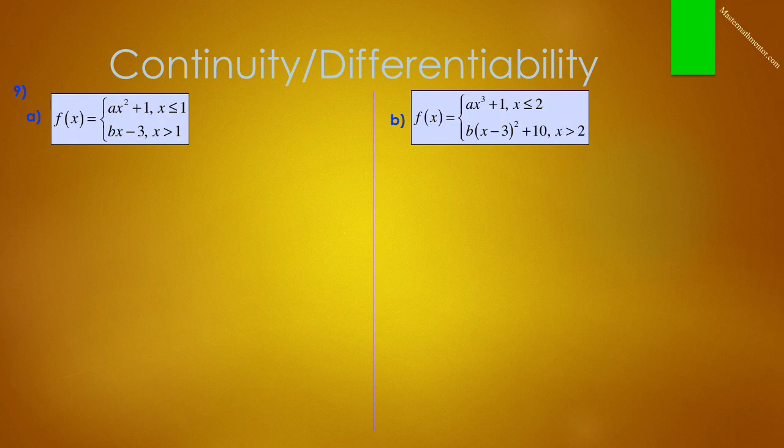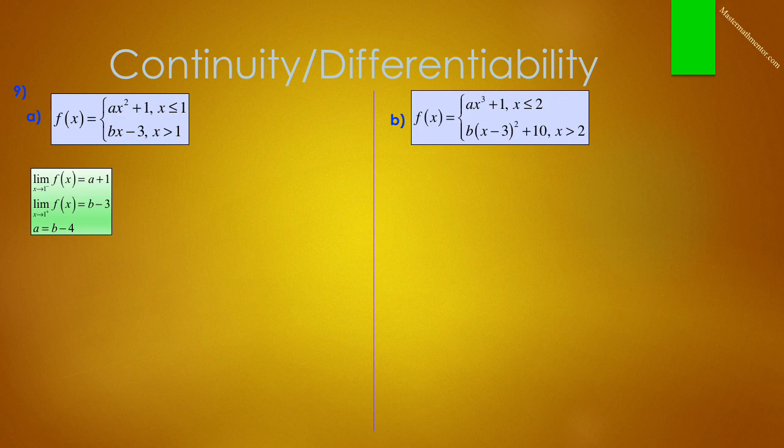In 9, you are given piecewise functions in terms of the constants a and b. Your job is to find the values of a and b that make both functions differentiable. 9a reads f of x equals ax squared plus 1 if x is less than or equal to 1, bx minus 3 if x is greater than 1.